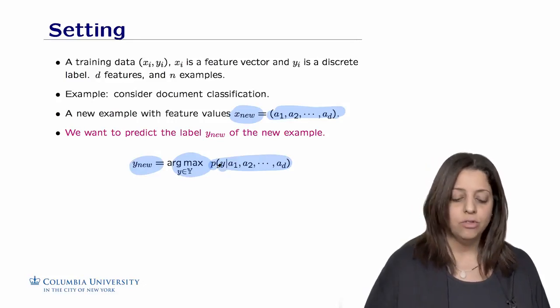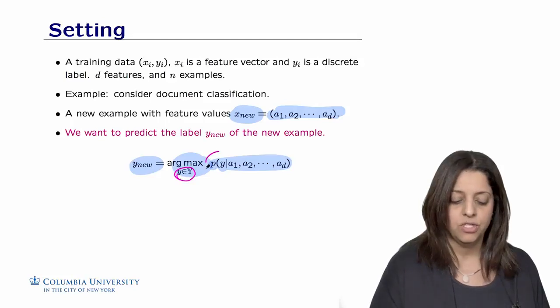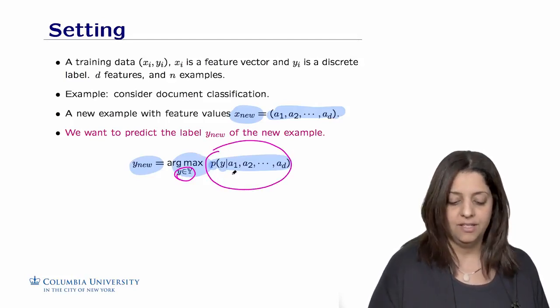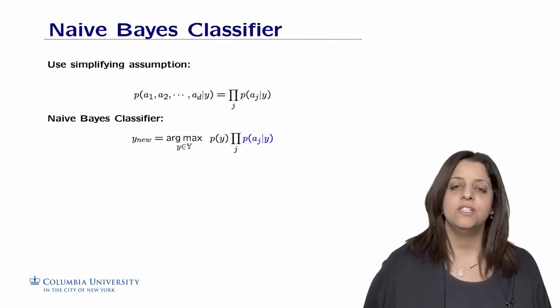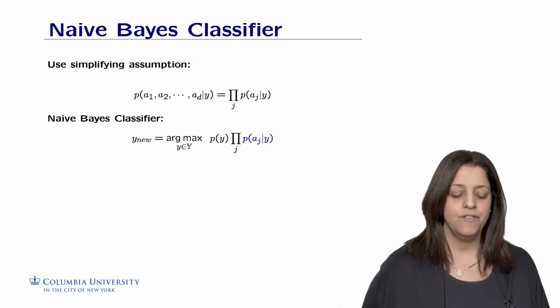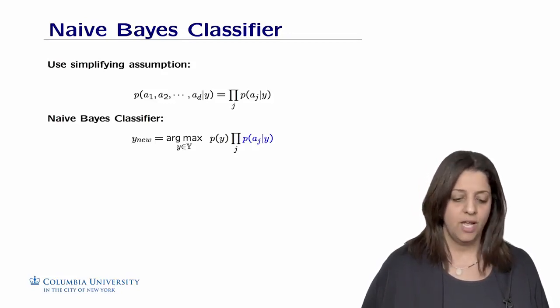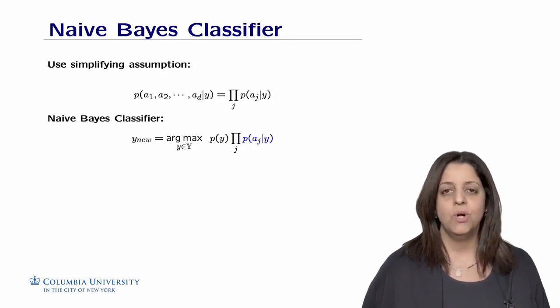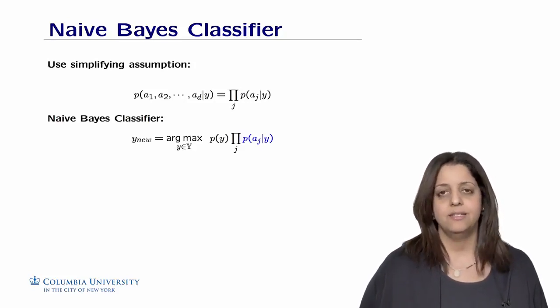In other words, we're going to pick the label y that will maximize this quantity, which is the probability of the label y given the set of features or the set of words in the data. Naive Bayes classifiers use the simplifying assumption that the probability of A1, A2, AD given the label y is the product of the probability over all the feature values A1, AD. And the reason is that there are small chances that we see the occurrence of A1, A2, AD values appearing enough times in the data set to be able to estimate this kind of probability.